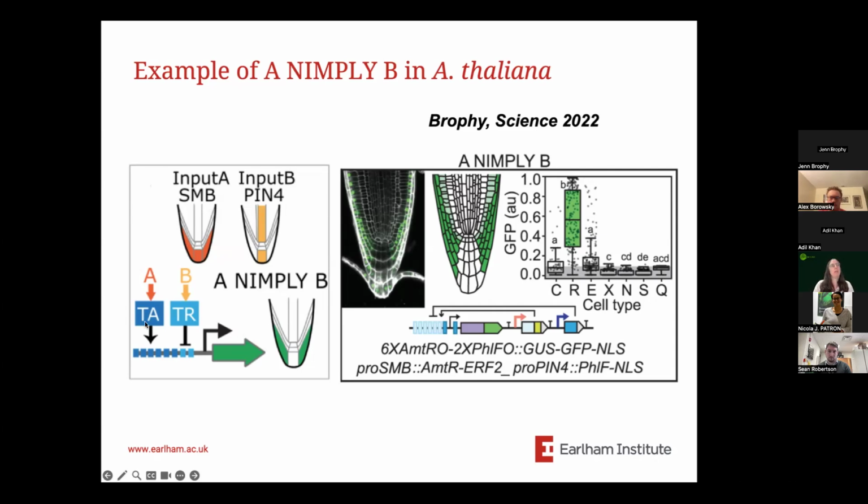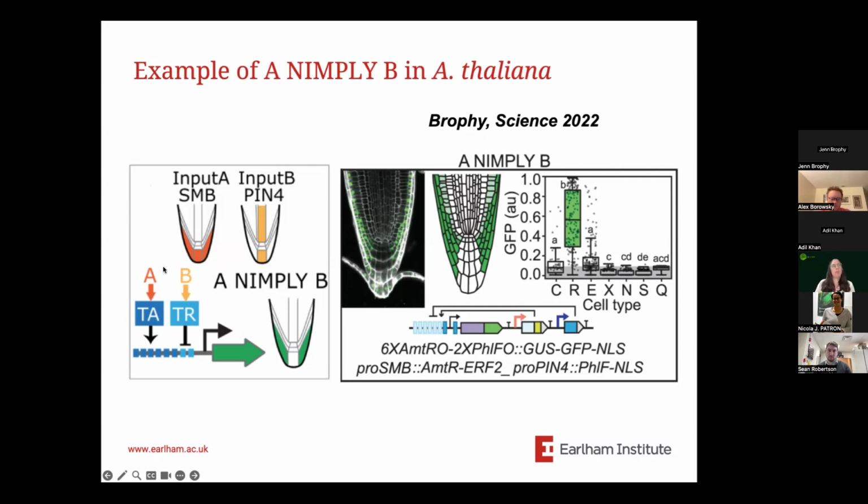And here you have a transcriptional activator and a transcriptional repressor. So if you have the input A present, you will have expression, and if you have the input B, you will not have expression. So that normally gives you this type of expression pattern. And here you can see what has been obtained in Arabidopsis, which is quite nice and fits quite well to the prediction.